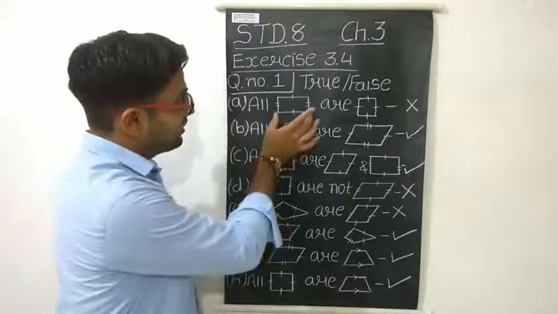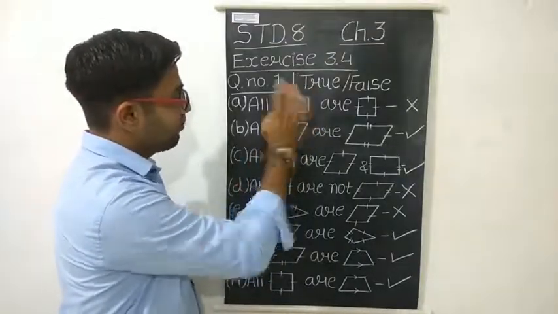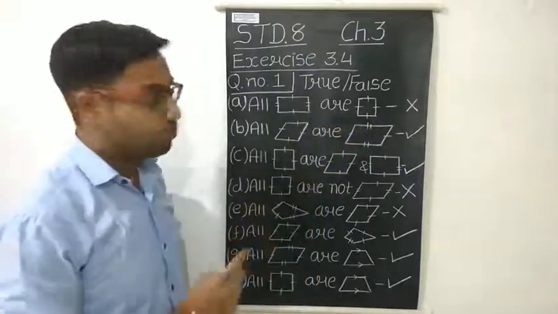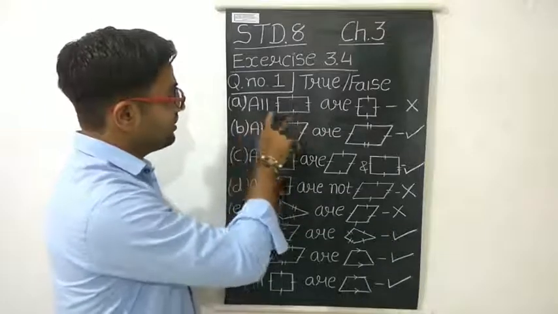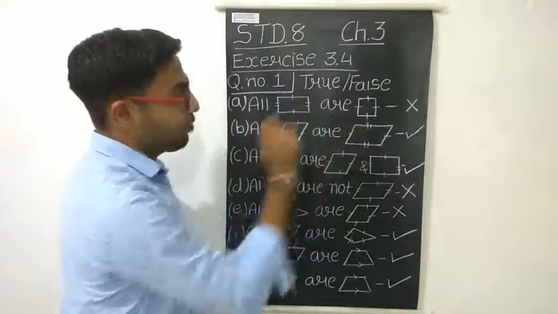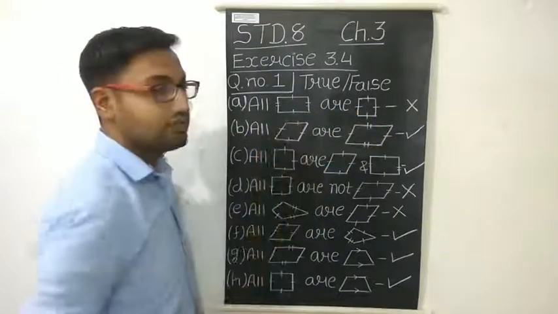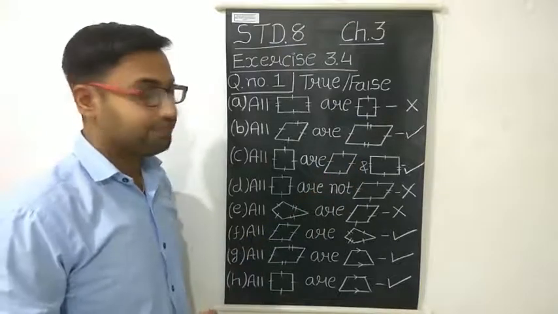See, this is the rectangle. Rectangle means pair of opposite sides are equal. And what is square? Square means all the sides must be equal. So here this is not satisfying this property. So we cannot say that all the rectangles are square. So this statement is false, right?